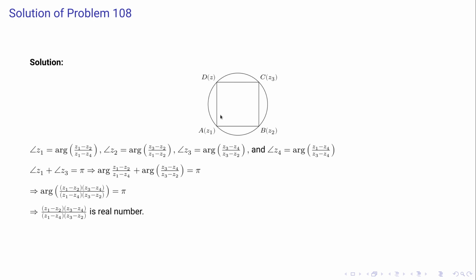So if you look at angle z1, it would be z1 minus z2 by z1 minus z4. This is the argument of that, z1 minus z2 and z1 minus z4. Similarly, argument 2 would be z3 minus z2 and z1 minus z2 and so on. So these are the 4 angles. Now we know that the sum of opposing angles in a cyclic quadrilateral is equal to 180 degree or pi radian, that is this much. So we just substitute the arguments of those and then you equate that to pi. So you will arrive that this fraction should be a real number for cyclic quadrilateral condition.